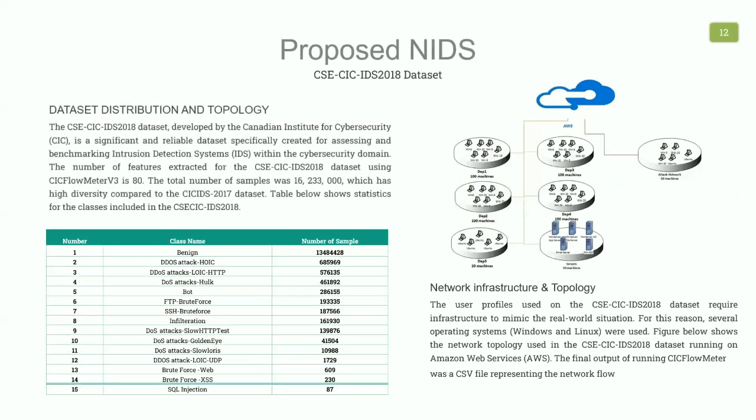The second dataset is another version developed by the Canadian Institute for Cybersecurity in 2018. The number of features extracted from this dataset using CICFlowMeter version 3 is 80. And the figure below illustrates the network infrastructure and topology used for the collection of the data. The final output of running CICFlowMeter was a CSV file representing the NetFlow data.